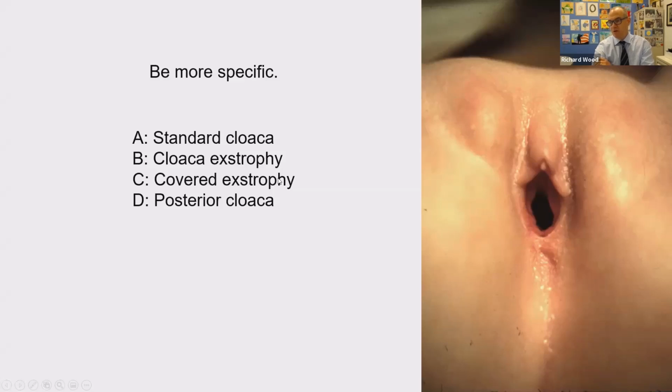And that we would deal with quite differently. So just be aware that there are variants, and that's a variant one should be aware of. Splayed symphysis, large opening, anteriorly located would be a covered extrophy.